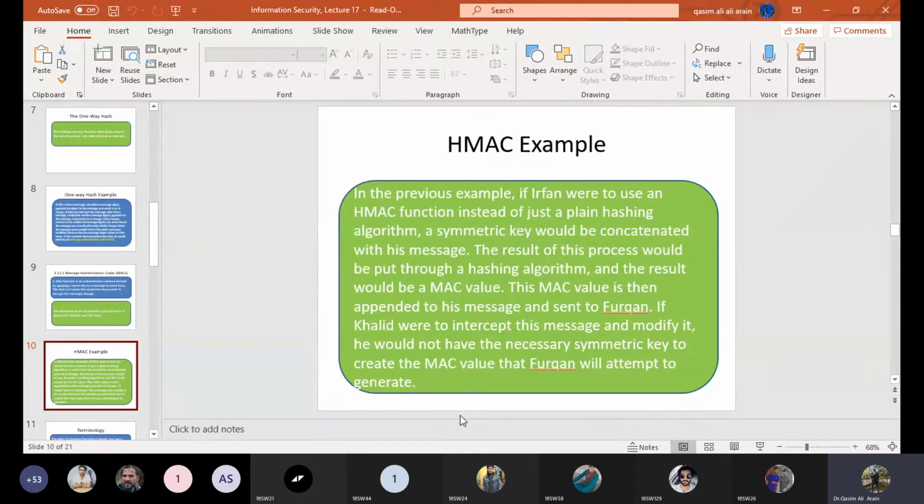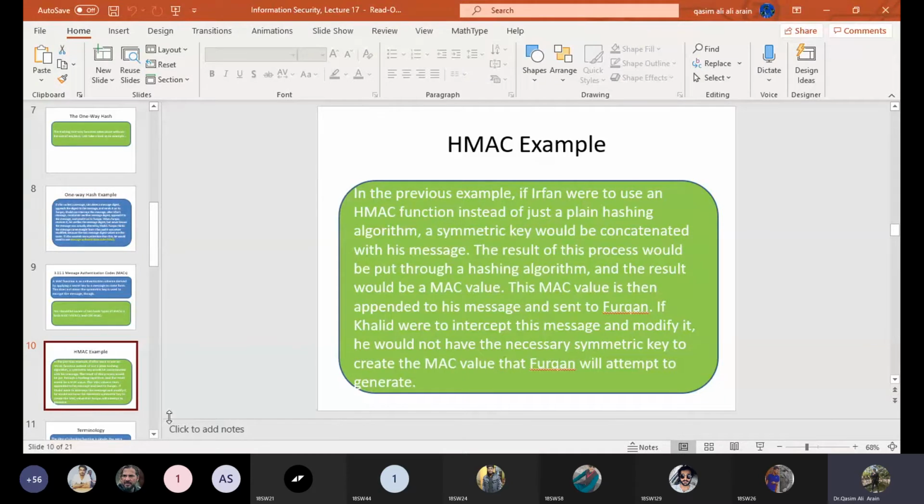in the previous example, now we have to take the same example in which there is a possibility of man in the middle attack. In the previous example, if Irfan were to use an HMAC function instead of just a plain hashing algorithm, a symmetric key would be concatenated with his message. The result of this process would be put through a hashing algorithm and the result would be a MAC value. This MAC value is then appended to this message and sent to Furqan. If Khalid were to intercept this message and modify it, he would not have the necessary symmetric key to create the MAC value that Furqan will attempt to generate.